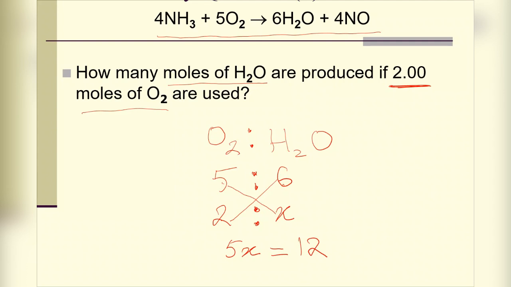Now, both sides divide by 5 because it's 5x. Divide by the number which you see with x. And in order to balance, 12 also divide by 5. These 5 cancel. What we get now, x is equal to 12 over 5. Use your calculator. 12 divided by 5 is 2.4 mole. That is our answer. That is the ratio method.